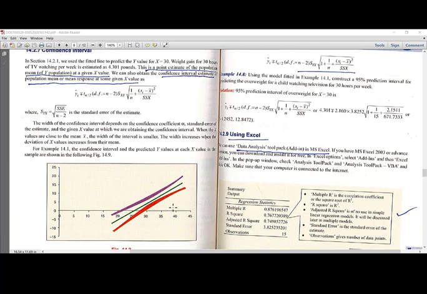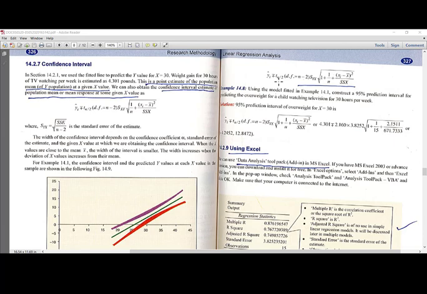And that is given as Yi cap plus or minus the t value for the given degrees of freedom and given level of significance, multiplied by SYX times the square root of 1 plus 1 by n plus (Xi minus X bar) whole square by SSX.